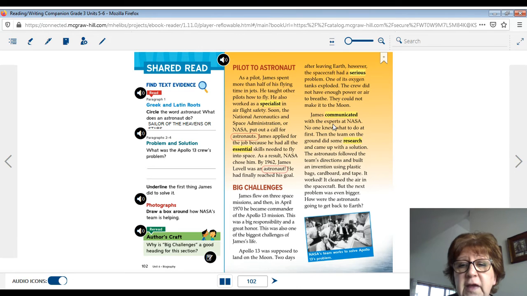James communicated with the experts at NASA. No one knew what to do at first. Then the team on the ground did some research and came up with a solution. The astronauts followed the team's directions and built an invention using plastic bags, cardboard, and tape. It worked. It cleaned the air in the spacecraft. But the next problem was even bigger. How were the astronauts going to get back to Earth?